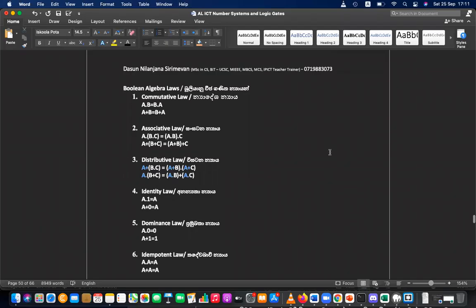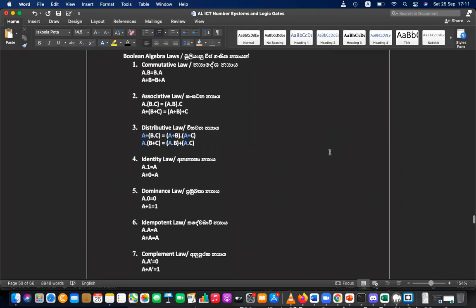Okay, so these are the available laws in your syllabus. The first one is commutative law. Commutative law means you can change the sign. A and B can be written as B and A, and the duality.